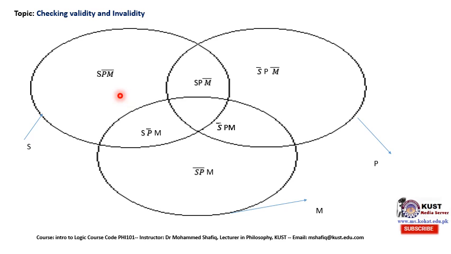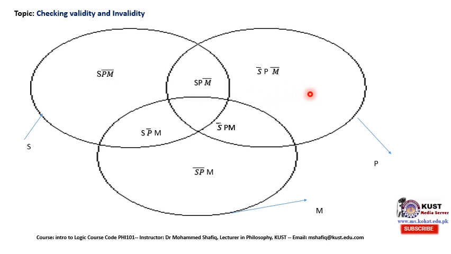S P M bar, why do we put a bar on these two? Because this is a class of S, but here there is no member of the class of P, because all the members of the class of P are inside this circle, and all the members of the class of M are inside this circle. So it's S. We don't put a bar on S because it is a class of S, but we put a bar on P and M as well, because there are no members of the class of P and M.